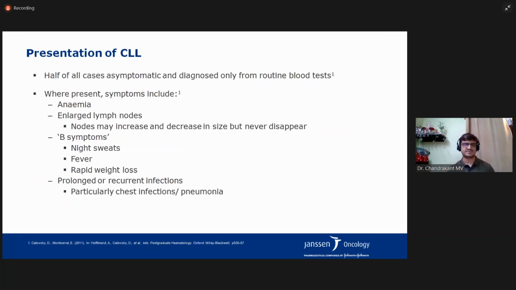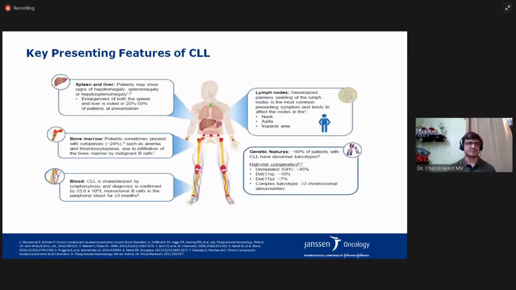So how do they present? Nearly 50% of patients present with an asymptomatic increase in WBC counts. The other symptoms include anemia, enlarged lymph nodes, B symptoms, prolonged or recurrent infections. So these are the key presenting features of CLL. You can see that on one extreme, they are totally asymptomatic. They have just a high absolute lymphocyte count or high WBCs.